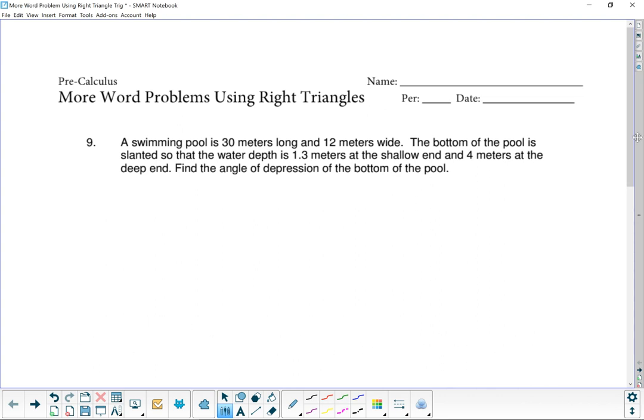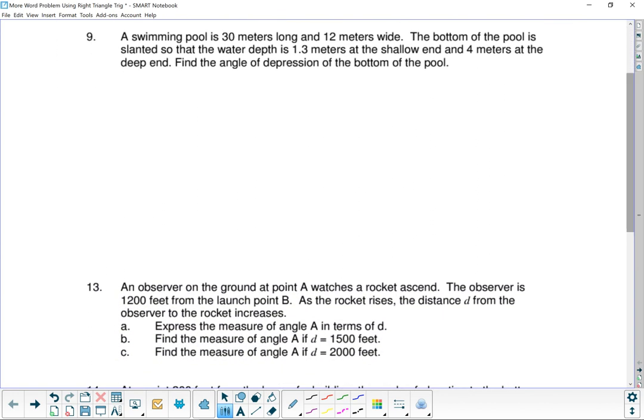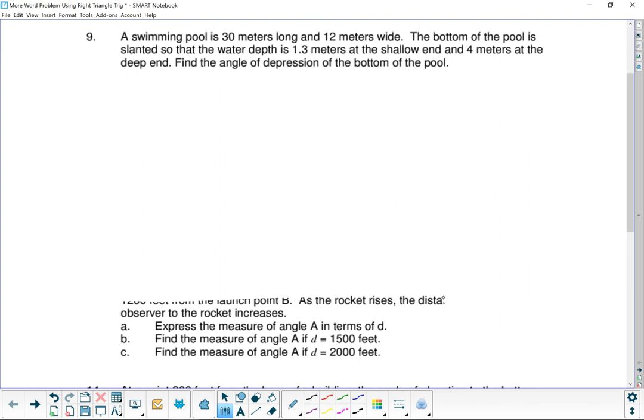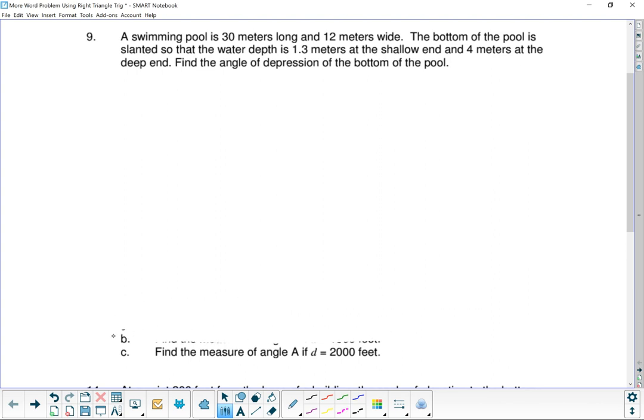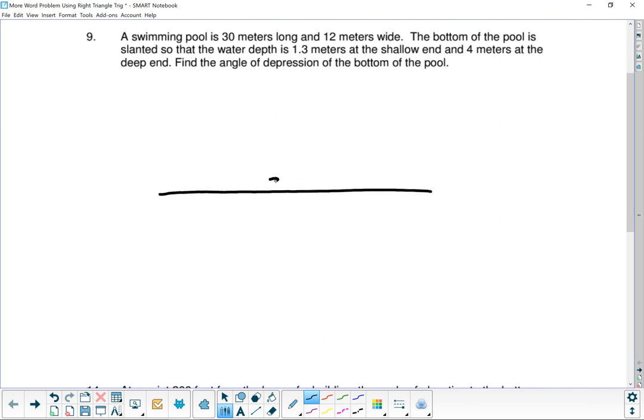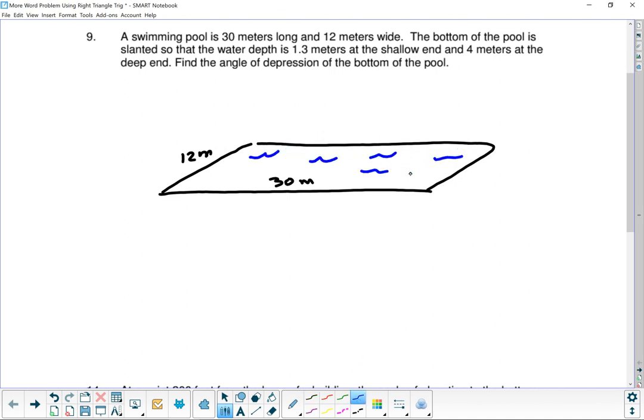Okay, so this is number 9. Swimming pool is 30 meters long and 12 meters wide. All right, so let's draw the swimming pool. So we've got a swimming pool that's 30 meters long. So it's long this way. That's 30 meters, and then 12 meters wide, like that. So kind of like that. Okay, I'm trying to draw 3-dimensionally, so let's see what's going on.